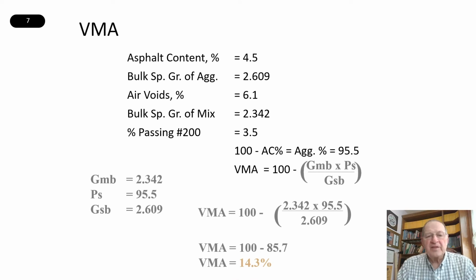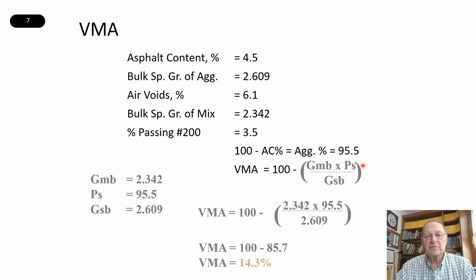So what about this example? Okay, we've got some information here. We've got the asphalt content, the bulk specific gravity of the aggregate, the air voids, the bulk specific gravity of the mix, and the percent passing the number 200. So what do I need? Well, I need the bulk specific gravity of the mix, so that's a compacted specimen. I need the percent stone.